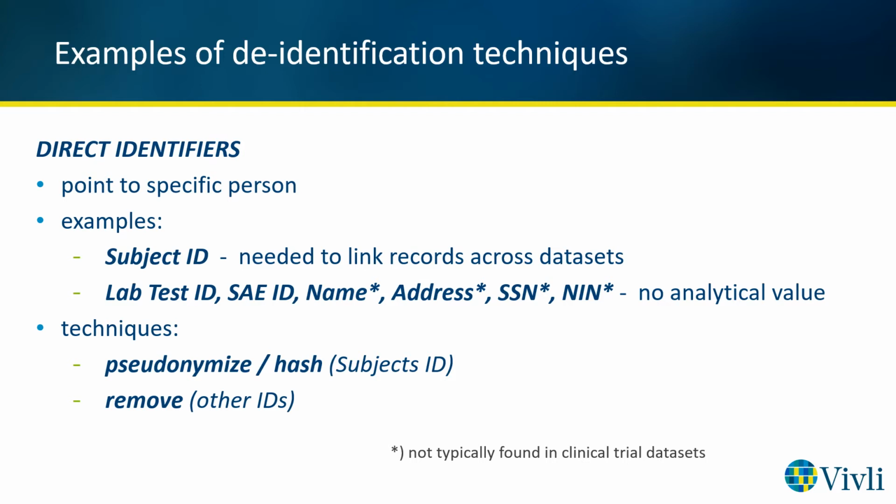Other direct identifiers, like test ID or serious adverse event ID, have little or no analytical value and are therefore typically removed. Information such as name, address, social security number, or national insurance number is not typically stored in clinical trial datasets, but again, if found, should be removed.